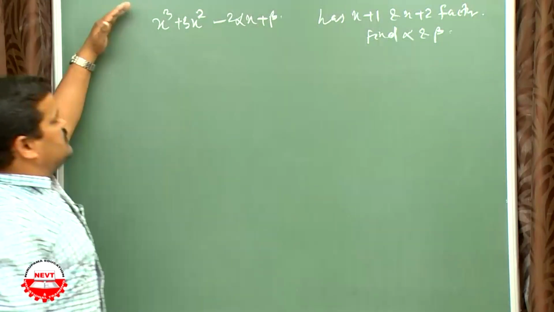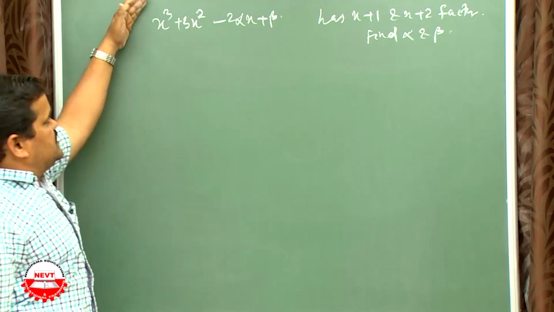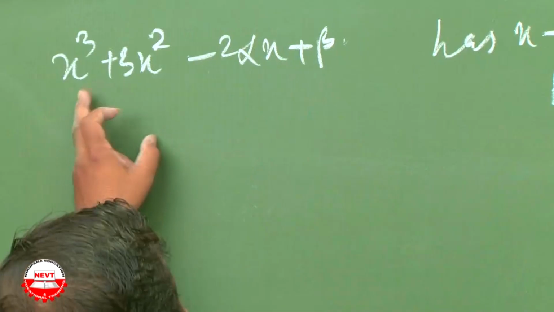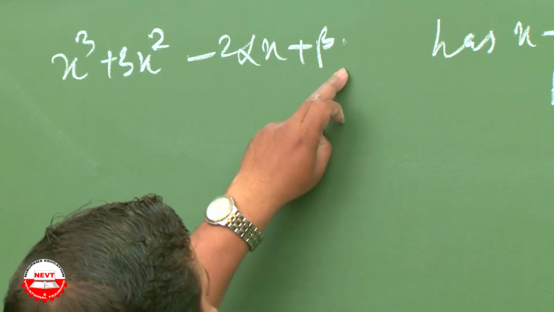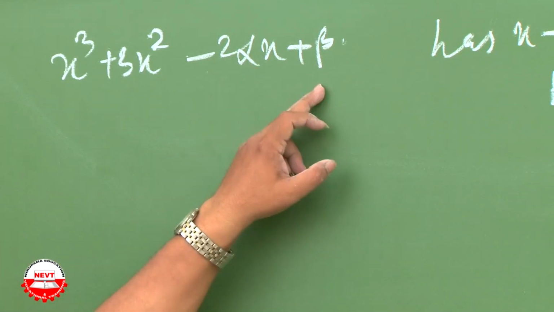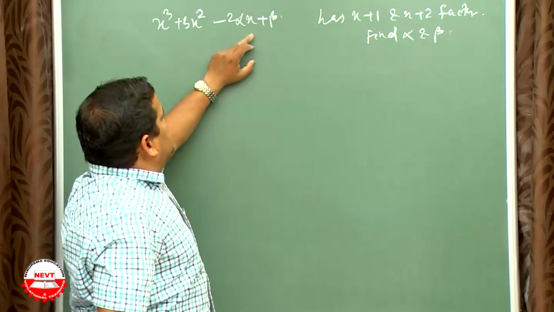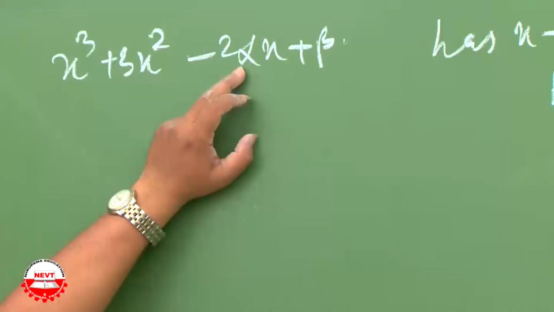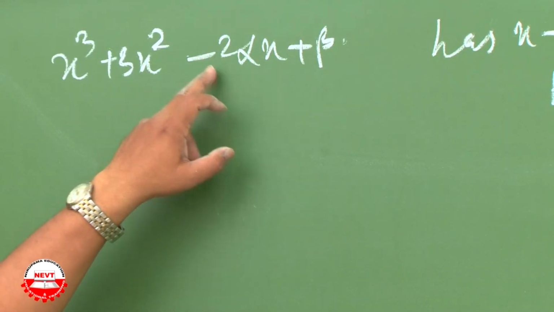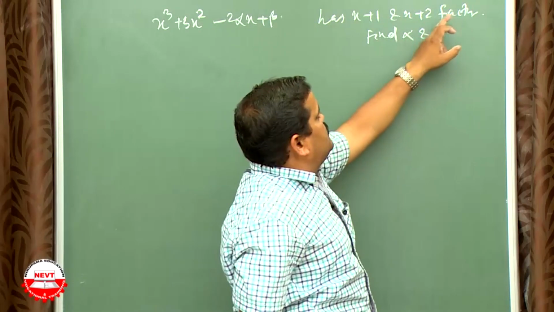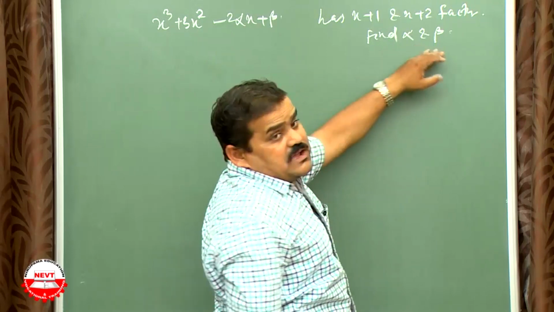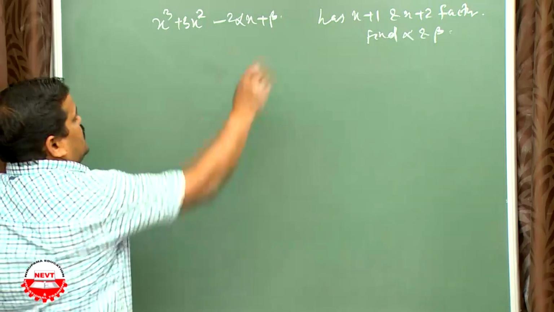Come to the next question. This is an important question also. If this polynomial x cube plus 3x square minus 2 alpha x plus beta. If you are not acquainted with alpha beta, it will be in class 10, you will simply just judge it as a and b. Okay, 2 alpha x plus beta has x plus 1 and x plus 2 as a factor, then find alpha and beta. Same manner you will solve it.